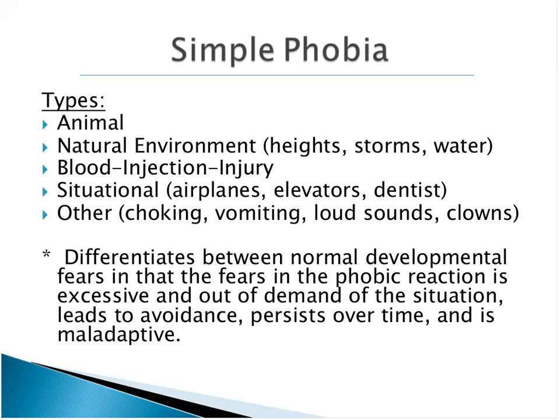Simple phobia: the person is afraid of one specific thing, or it could be numerous specific things, like heights, animals, situational fears such as elevators and dentists. Others can be choking, vomiting, loud sounds, clowns. Compared with normal development, the fears and phobic reactions are excessive and out of proportion to the demands of the situation. It can lead to avoidance, persists over time, and negatively impacts the person's quality of life.